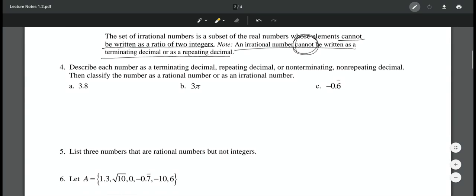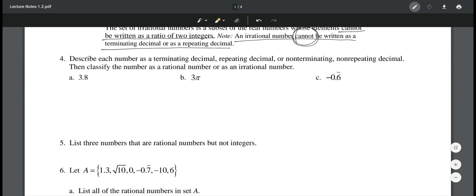So in the next example, we need to describe each number as terminating, repeating, non-terminating, or non-repeating, and then classify them as rational versus irrational. So 3.8 is a terminating decimal. Okay, so it is terminating. That means it is a rational number.